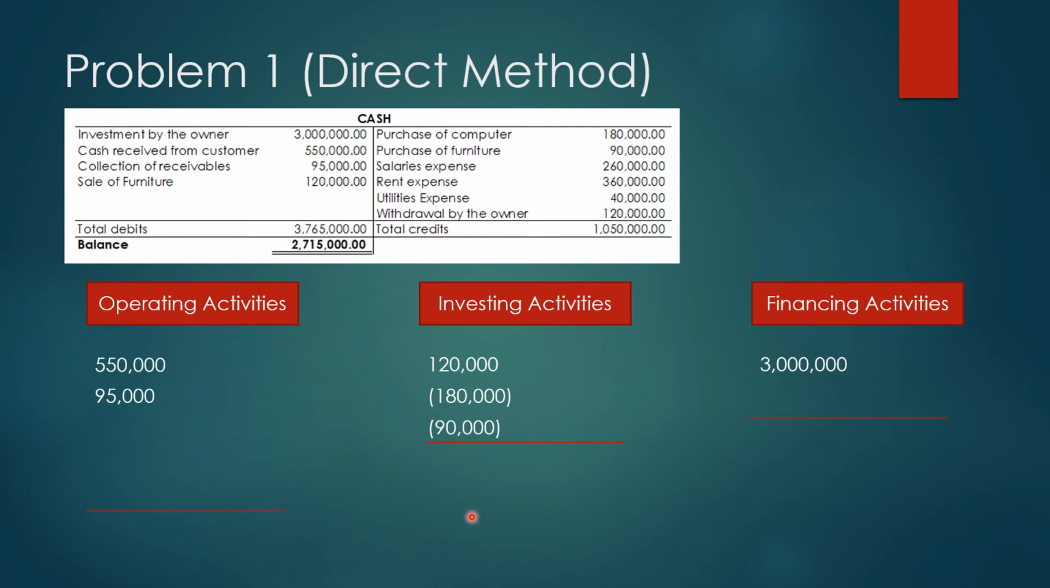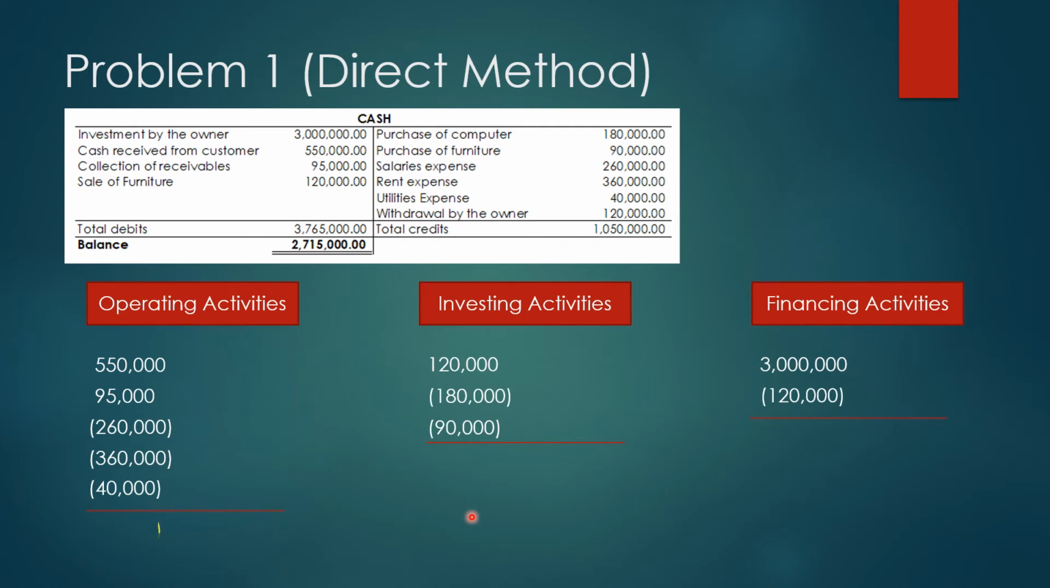Next, you have your salaries expense amounting to 260,000. Again, it's an income statement activity, a net income activity, so salaries expense goes there. So, the 260 is in operating activity. Same with your rent expense, operating also. Utilities expense, operating also. And last, withdrawal by the owner. So, again, withdrawal by the owner is part of your statement of changes in equity. Equity activities are financing activities. So, it goes here. Okay?